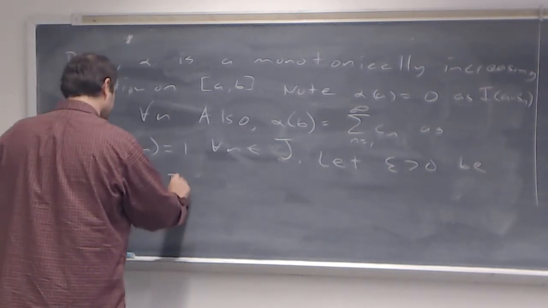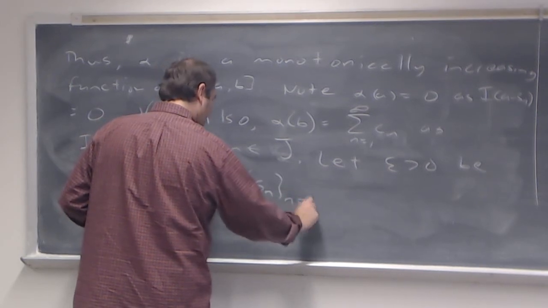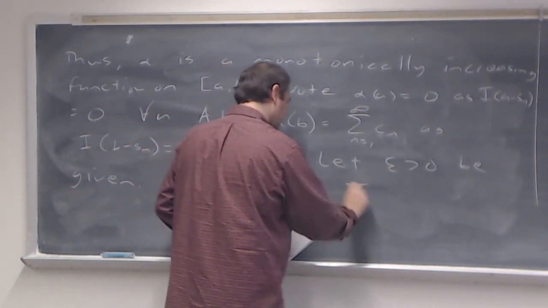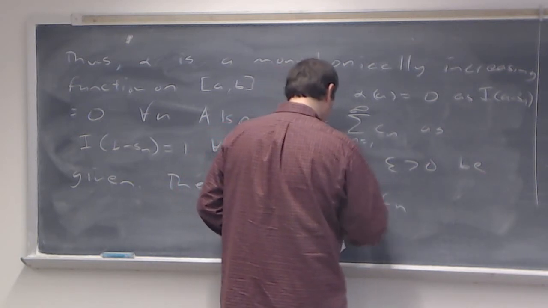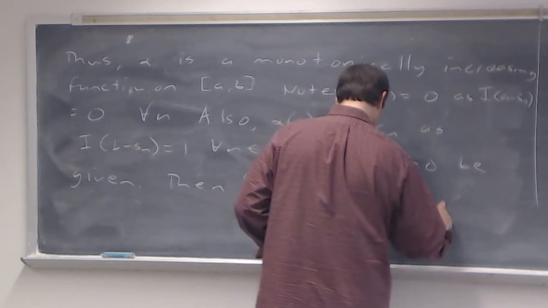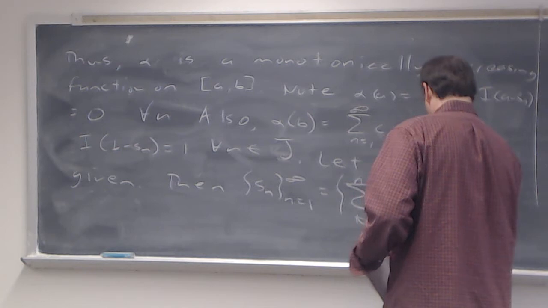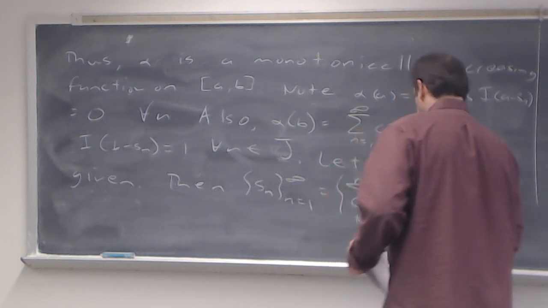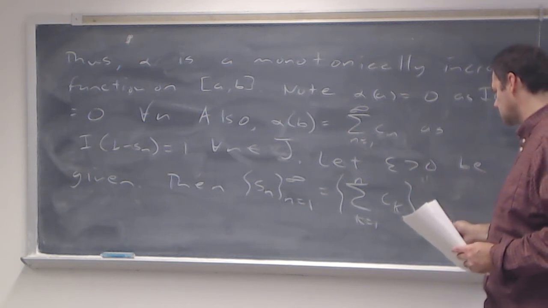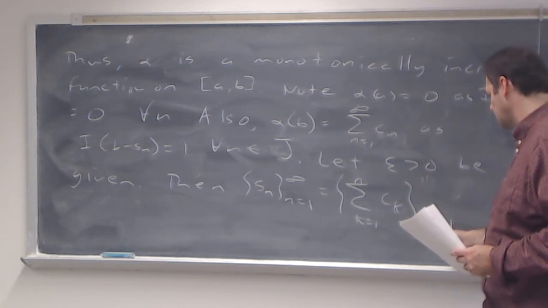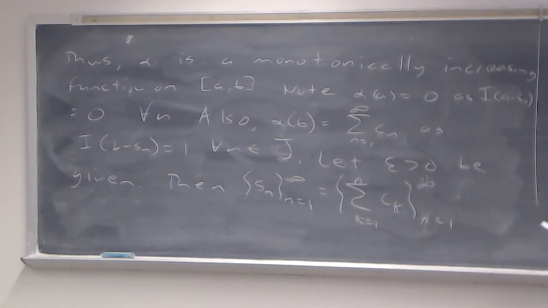Then, the sequence of partial sums, S sub n, n running from 1 to infinity, which equals the sum as k runs from 1 to n of c sub k. Here, I should say k, c sub n should be c sub k, k running from 1. No, this should be n here. I made a mistake. n running from 1 to infinity. Okay, that's what that is.